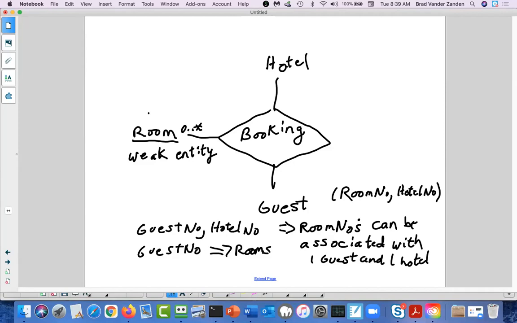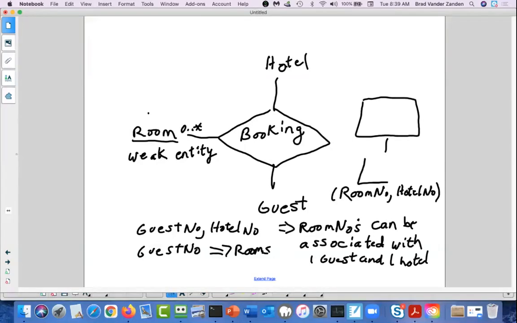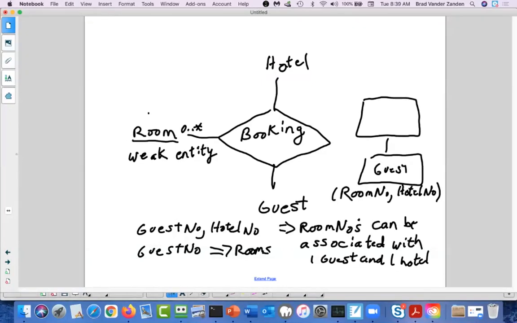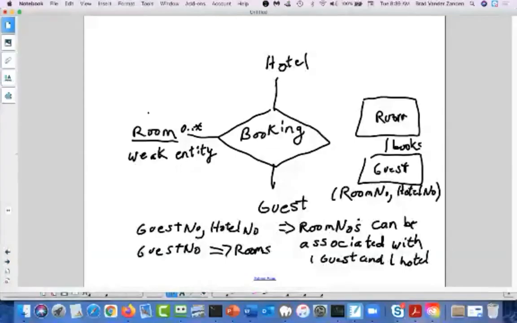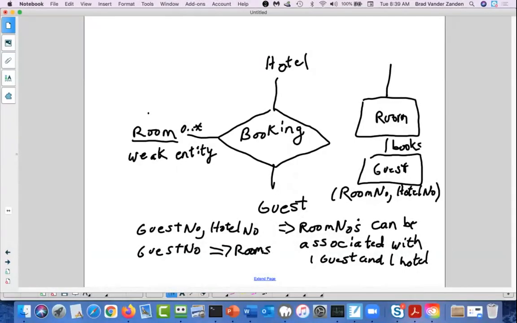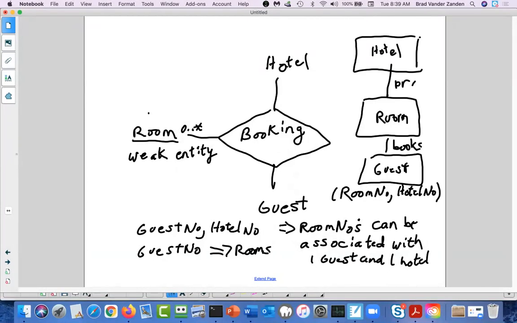And I also realized that while this is one way to show the relationship, you could also, in some sense, write it as just guest books room, and then a room, we kind of have a hotel provides rooms.